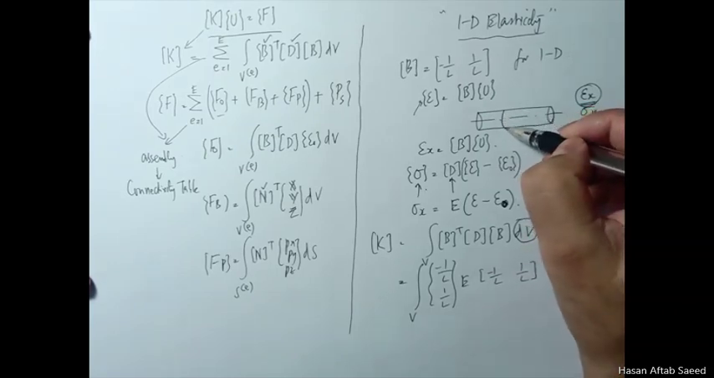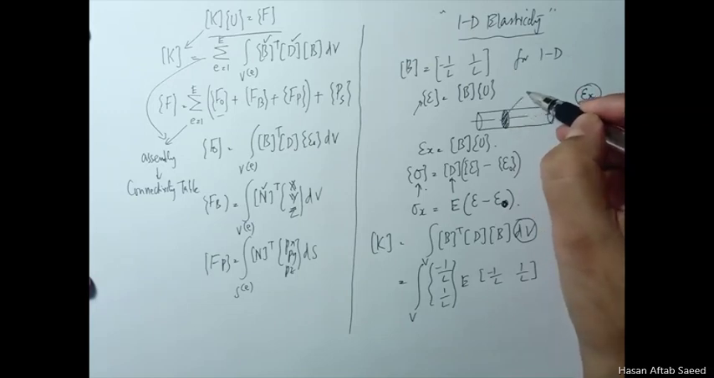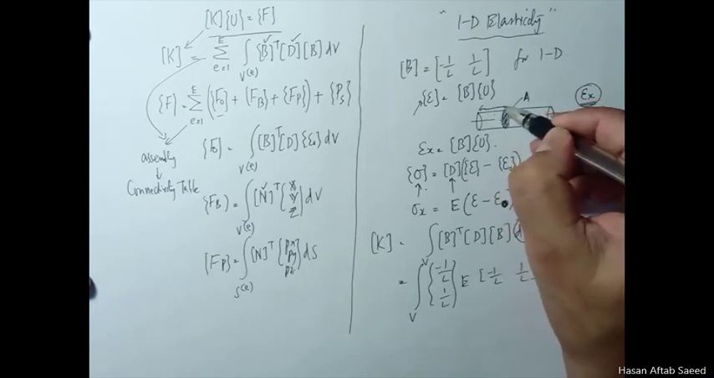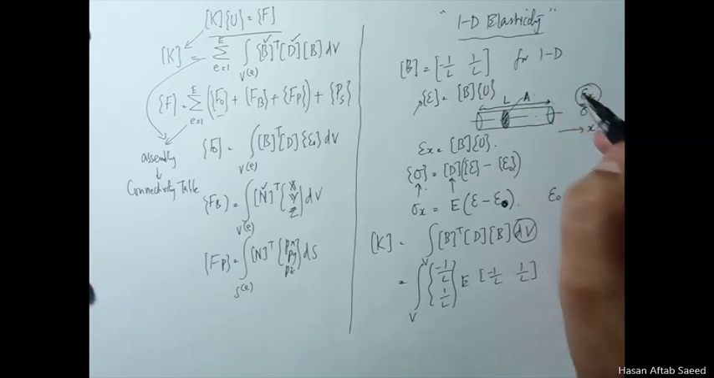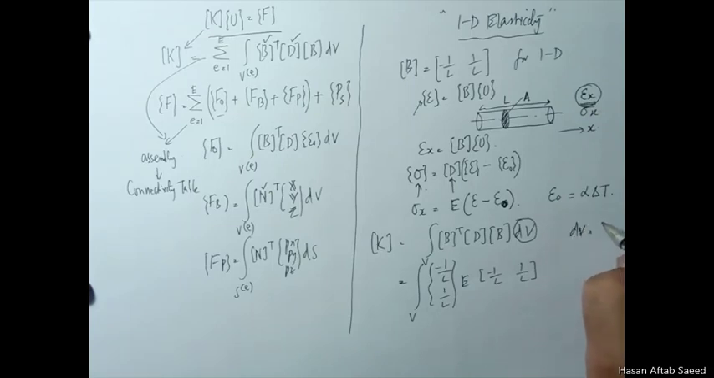Now here, if our assumption is that it's a prismatic element, there's just a cross-sectional area A and a length L, and the A doesn't change, then A is a constant. In that case, we can write dV is equal to A dx. Now we have imposed a limitation here. The A is a constant.